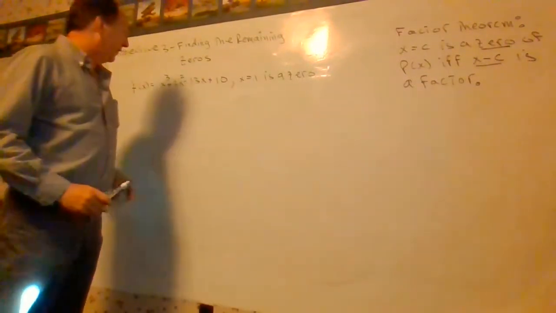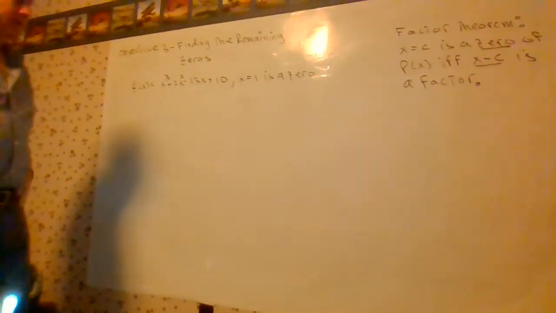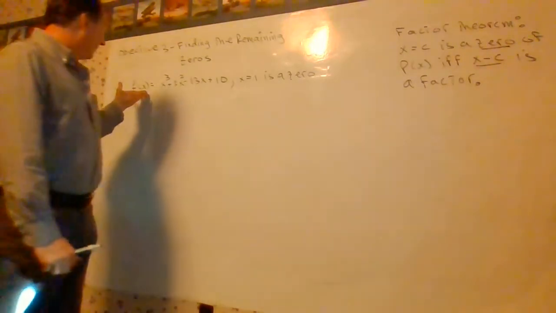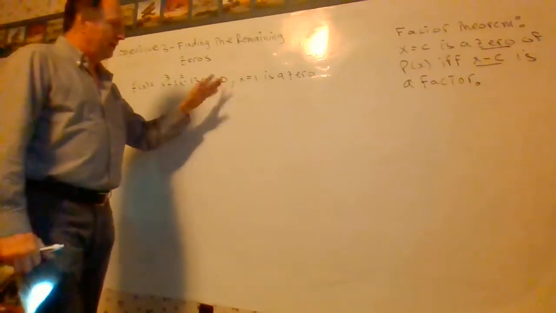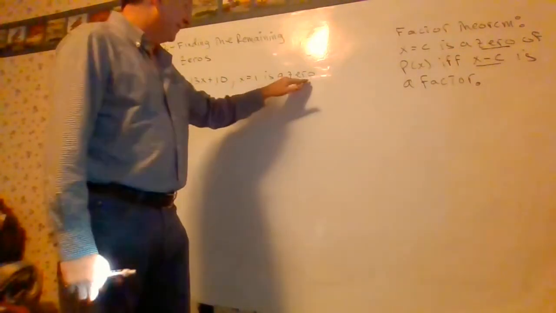Objective 3, finding the remaining zeros. Let's suppose we have a function f of x equals x cubed plus 2x squared minus 13x plus 10. Suppose it's given that x equals 1 is a 0.